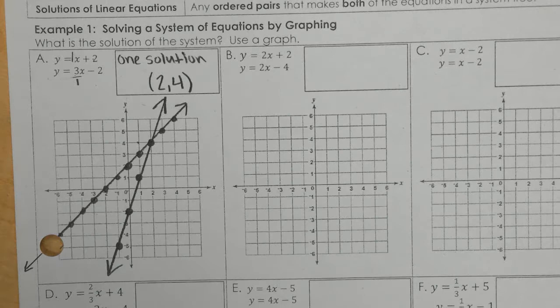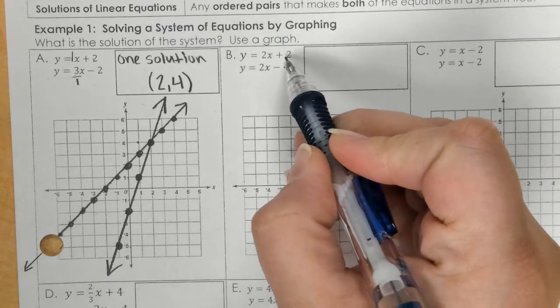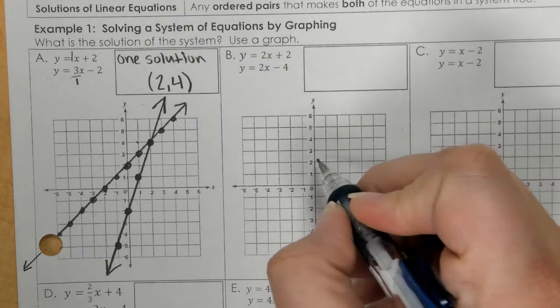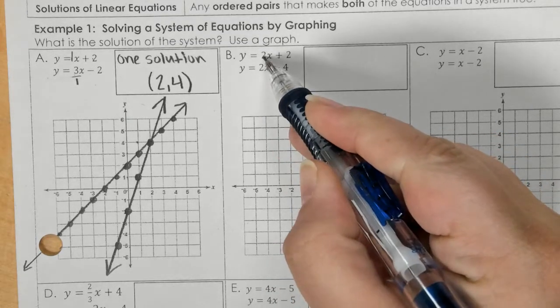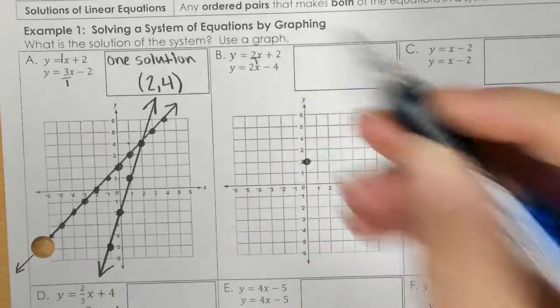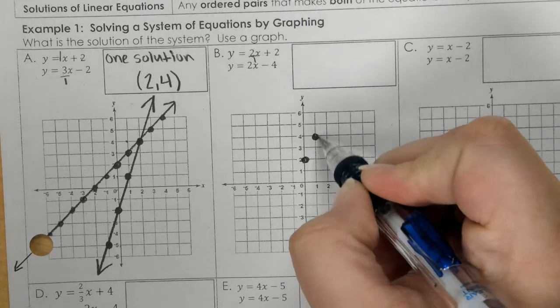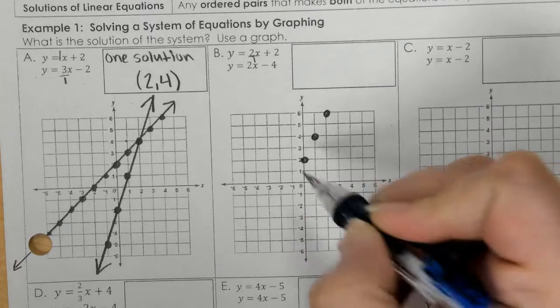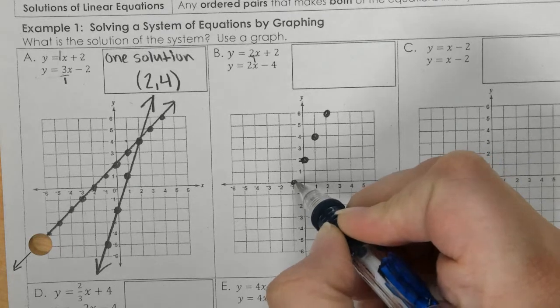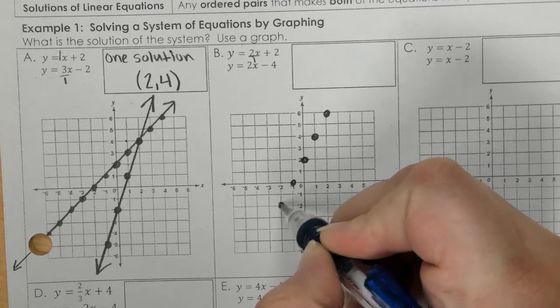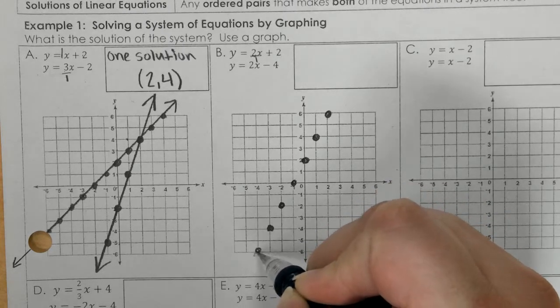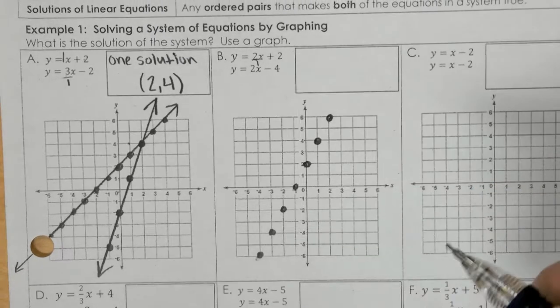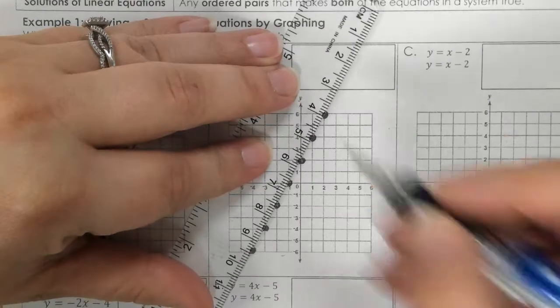Part B. We start the graph at a positive 2, and we're going to go up 2, right 1, making that a fraction, 2 over 1. Also, we're going to go down 2, left 1, and graph our line.